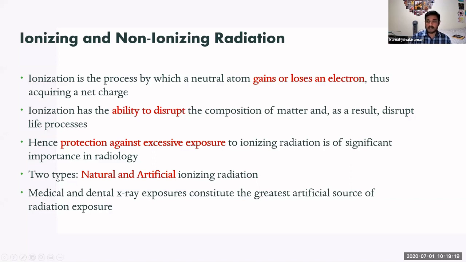There are two types of ionizing radiation present. One is natural and the other is artificial. Some of the artificial ionizing radiation sources are medical and dental X-ray exposures, which constitute the greatest source of radiation exposure.